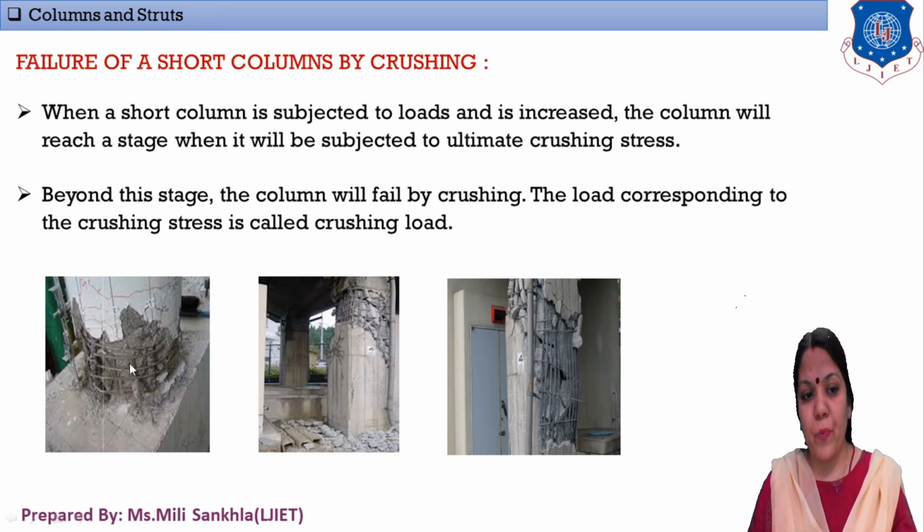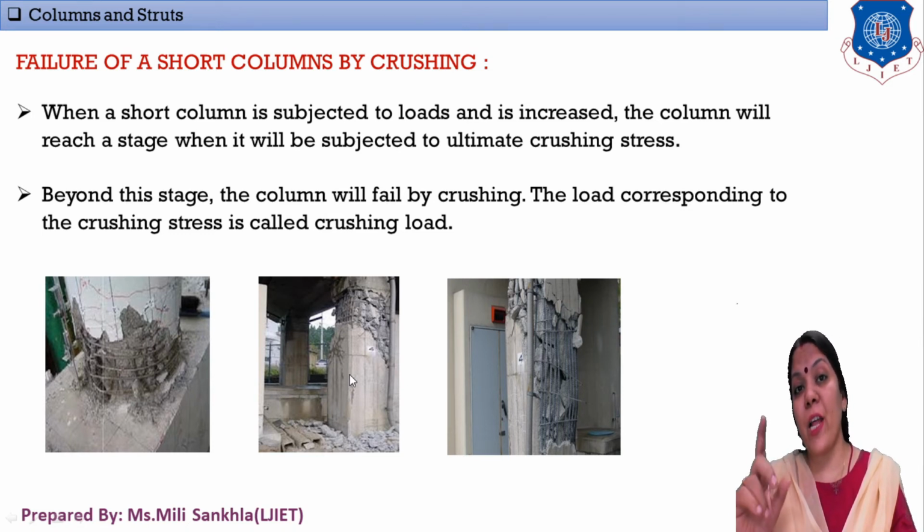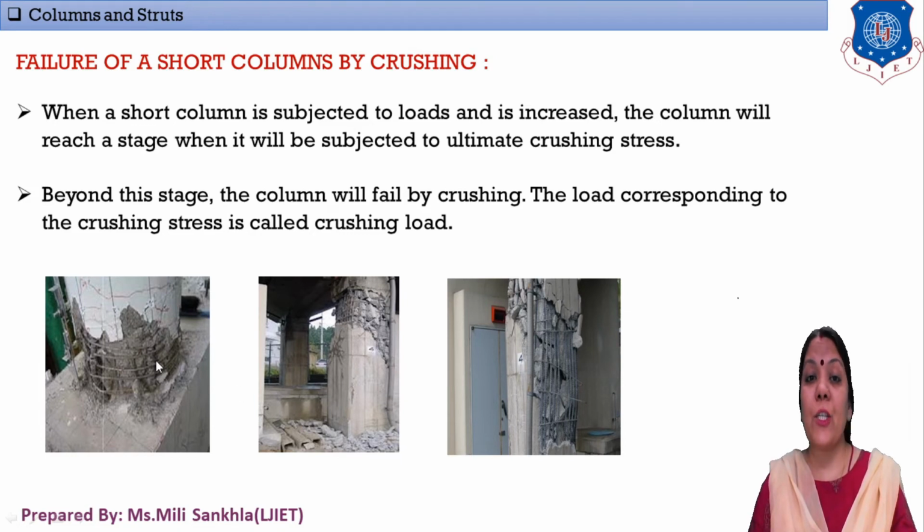Look at this, the column's outer surface concrete fails, and in the first case our reinforcement bar is bent, because it is a type of buckling. The failure type is buckling. In this case the reinforcement buckles, and in case of crushing the concrete fails. This is the simple difference between failure of a short column and a long column.